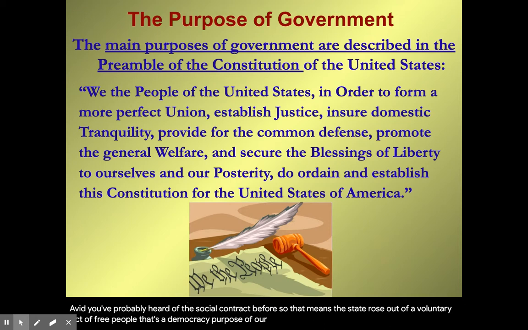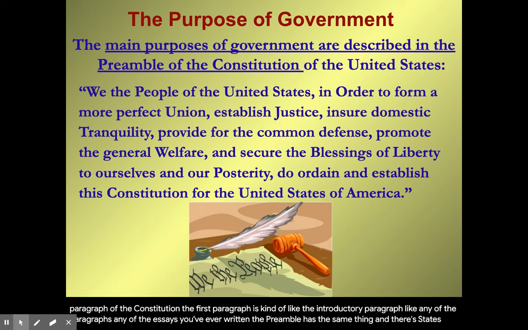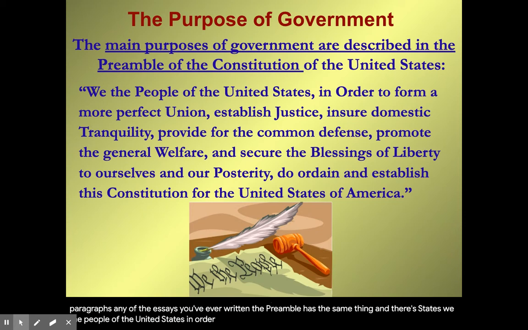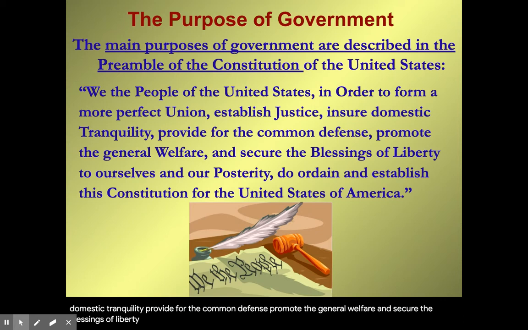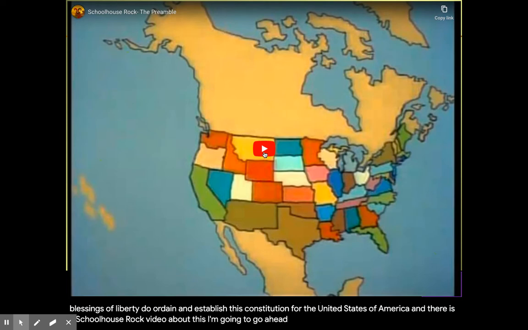The purpose of our government specifically is described in the first paragraph of the Constitution. The first paragraph is kind of like the introductory paragraph, like any of the essays you've ever written. The preamble has the same thing. And it states, "We, the people of the United States, in order to form a more perfect union, establish justice, ensure domestic tranquility, provide for the common defense, promote the general welfare, and secure the blessings of liberty to ourselves and our posterity, do ordain and establish this Constitution for the United States of America." And there is a Schoolhouse Rock video about this, so I'm going to go ahead and show that to you now.